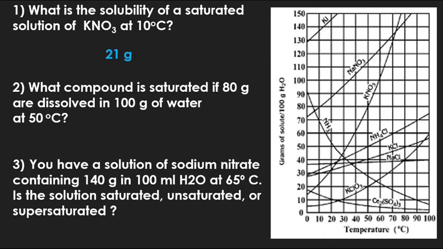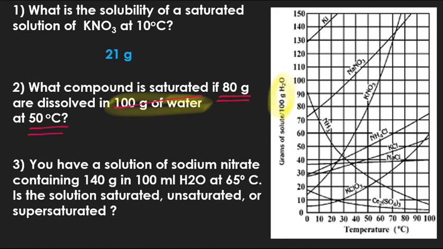This second question asks us which compound is going to be saturated if 80 grams are dissolved in 100 grams of water at 50 degrees Celsius. Now this one has a whole lot more numbers in it, but keep in mind that 100 grams of water is just telling us that we can read these numbers and use this specific chart. So we don't really care about that right now. That's not actually going to help us.